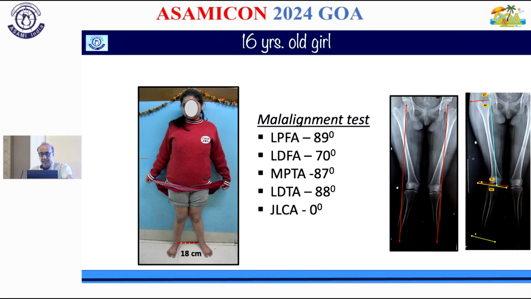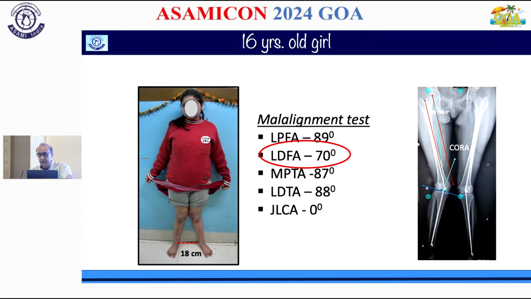Okay. So this 16-year-old girl, we did the malalignment test, and one can see there is an abnormal LDFA on both sides. So where is the deformity? The distal femur is the deformity. We planned according to this malalignment test. We found the CORA was juxta-articular.